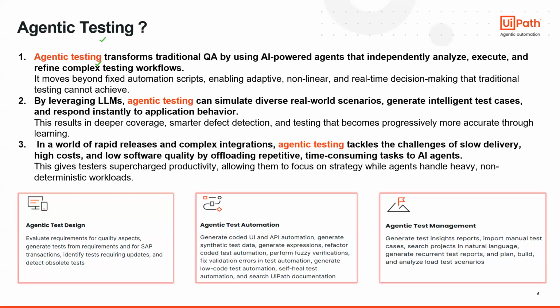And third, in today's world of fast releases and complex systems, agentic testing helps teams overcome slow delivery and high cost by offloading repetitive, time-consuming work to AI agents. Testers get to focus on strategy while agents handle the heavy lifting.